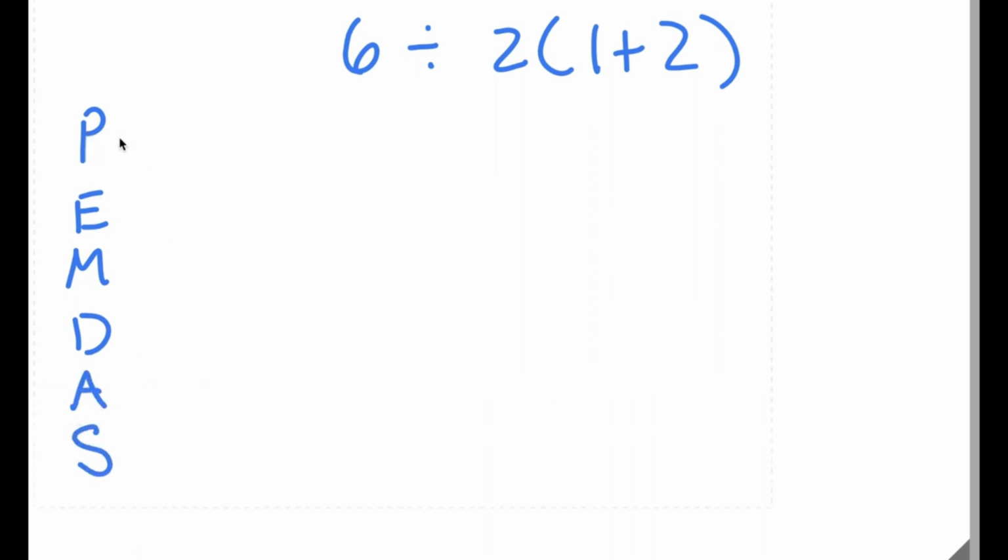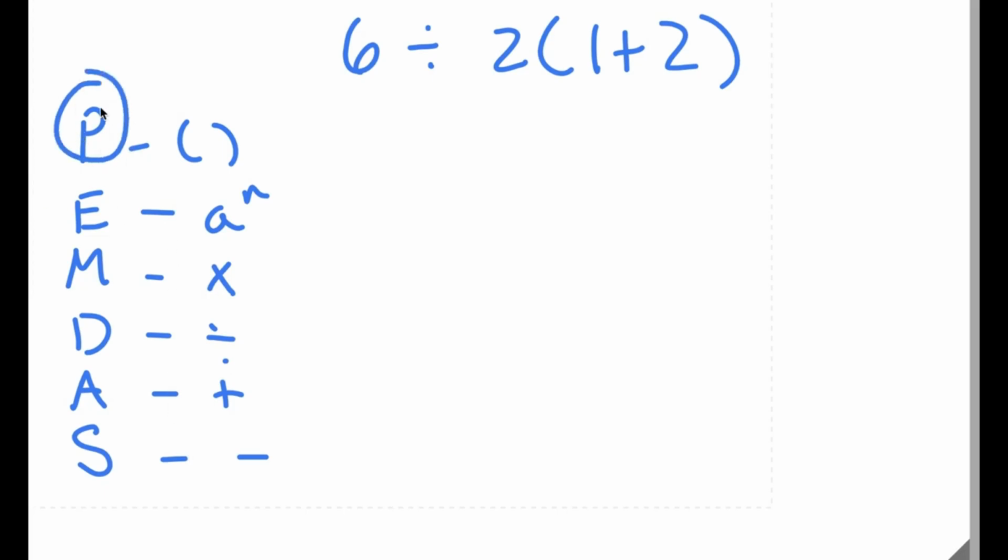So the P here stands for parentheses, the E stands for exponents, the M stands for multiplication, the D stands for division, the A stands for addition, and the S stands for subtraction. So we have to go in a certain order. What we first start with, we start at the top, and we first look for parentheses. If something is in parentheses, we solve that first.